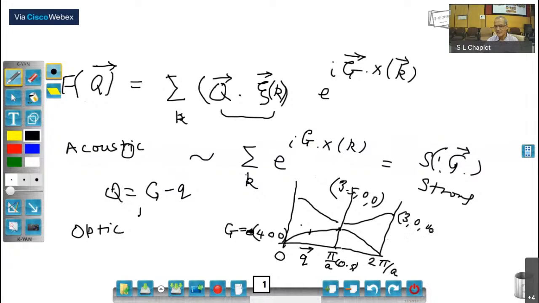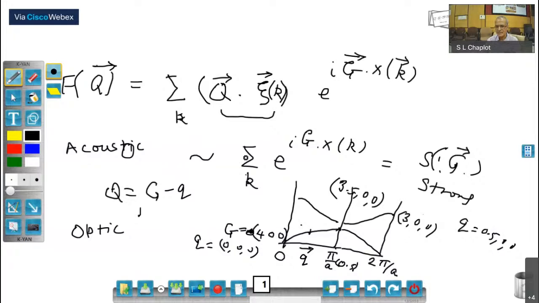Now I don't know whether you fully understand this part, but at q equal to 0, my G is 400 and q is 000. At the zone boundary, my G is still 400 and q is 0.500. So G minus q is 3.500. When I'm reaching here, notionally I may say it is q is this much, but if I say small q is 100, now you might say that this is outside the first Brillouin zone.